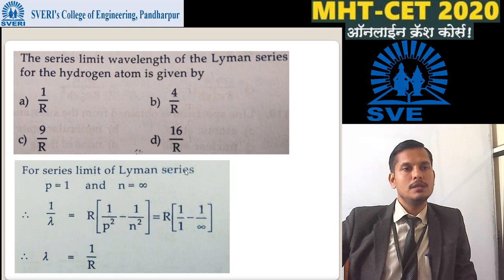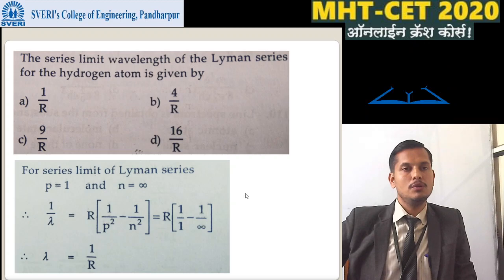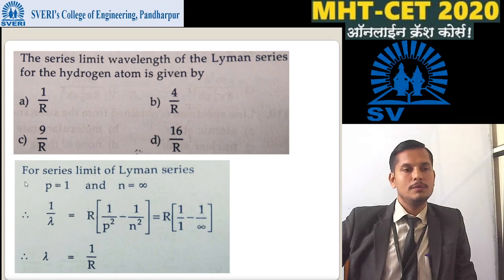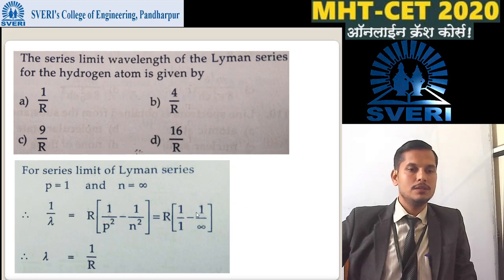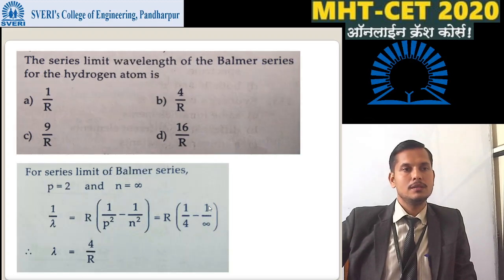Next, the series limit wavelength of the Lyman series for the hydrogen atom is given by, so for Lyman series, P is equal to 1, N is equal to infinity. If we put the values, we can get answer as lambda is equal to 1 by R. So it is the answer. By putting it, we can get the answer.